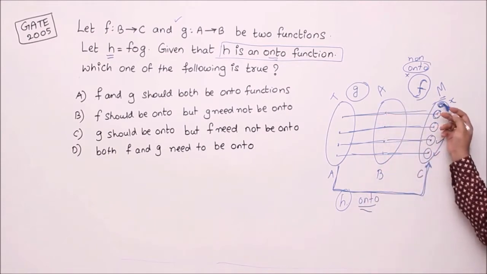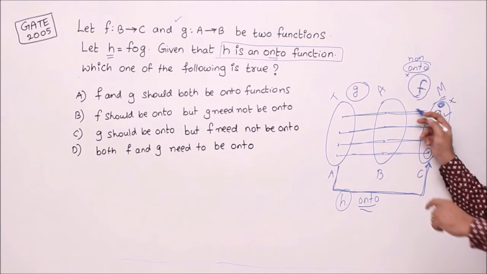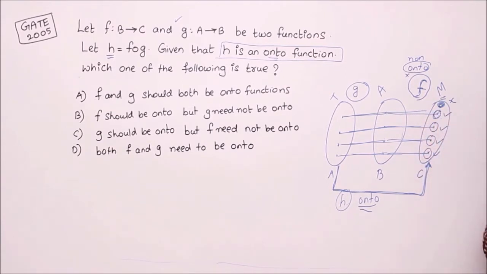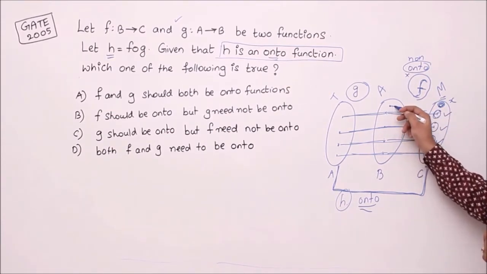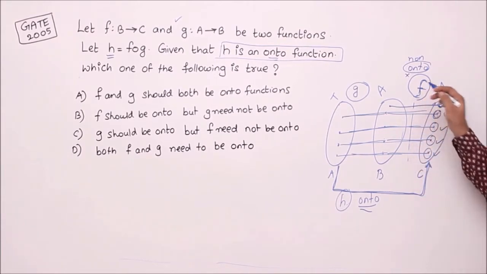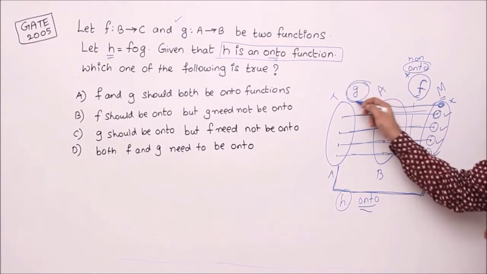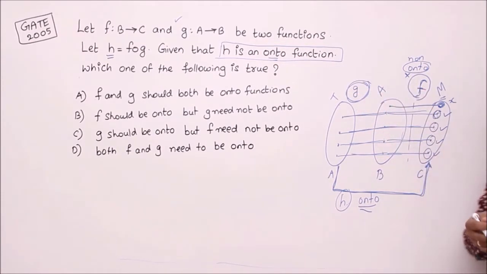To cover this city through two length roads, your one length roads definitely should support. That's why there should be one road like this. That means every city should be covered by these one length roads. Then automatically this F will become onto. So you can't say that F is not onto. That is compulsory. Now second thing, why should G be onto? That's the second question, right? We'll see whether G is onto or not.